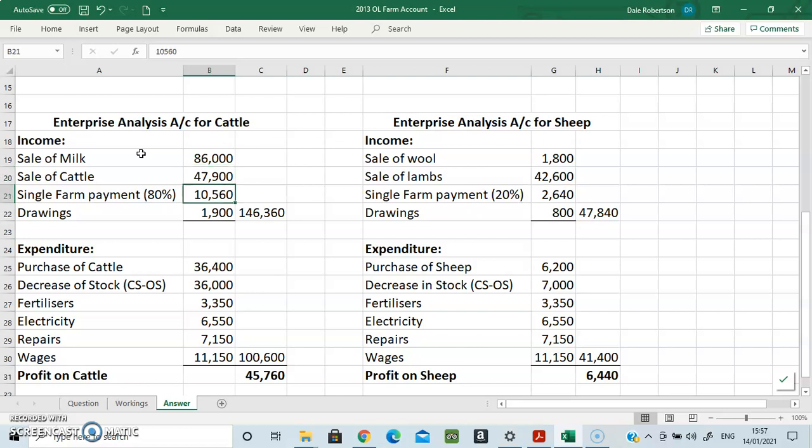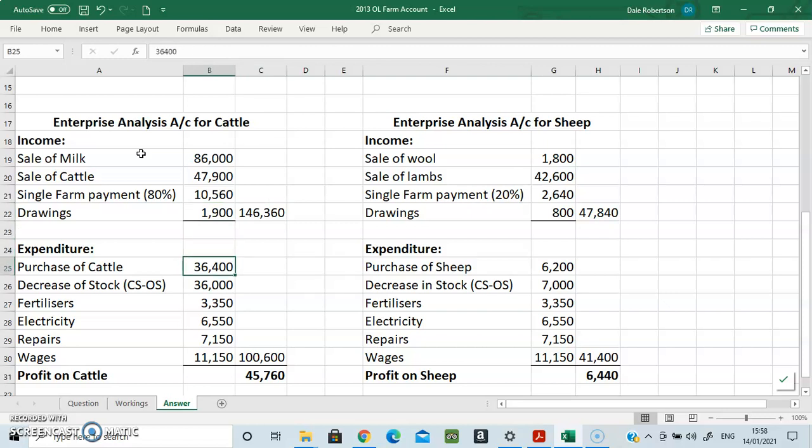You put in the 80% of the single farm payment, because that's how much we've allocated to cattle, and you put in the drawings of milk here. Now, why is that an income? Well, because the family have taken that out for their own use. But of course, if they didn't take it out of the milk tank for their own use, it would have been there to be counted amongst the sales. So it is essentially them selling it to their own family. So we count it as a sale, totaling up to 146,360.